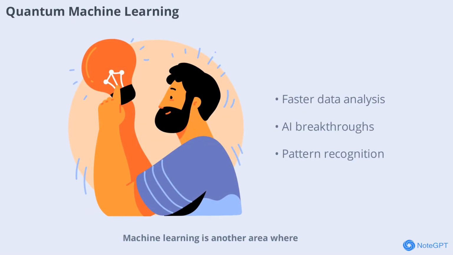Machine learning is another area where quantum computing could have a huge impact. Quantum machine learning algorithms can process and analyze large datasets much faster than classical methods. This could lead to breakthroughs in artificial intelligence, pattern recognition, and data analysis. Researchers are actively exploring how quantum computers can enhance machine learning models, making them more powerful and efficient. Next, we'll look at the challenges facing quantum computing today.